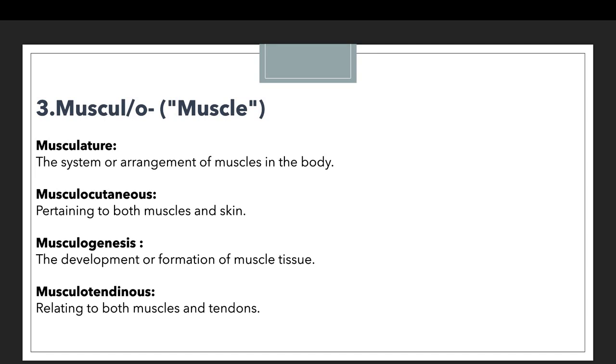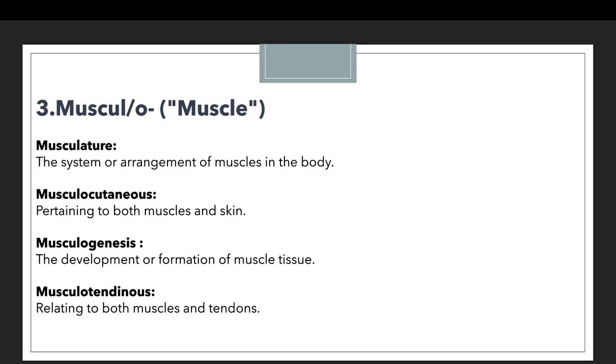Okay. Likewise, if you look at the second example, which is musculocutaneous. Musculocutaneous means pertaining to both muscle and skin. Pertaining to both muscles and skin, we denote this with the help of musculocutaneous. Now, if you look at the third example, which is musculogenesis, it means the development or formation of muscle tissue. The development or formation of the muscle tissue, we denote this with the help of musculogenesis.